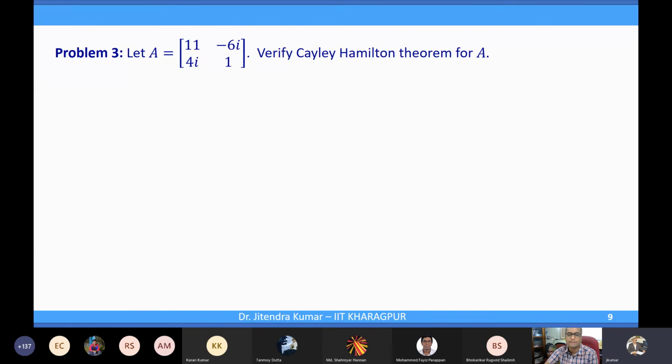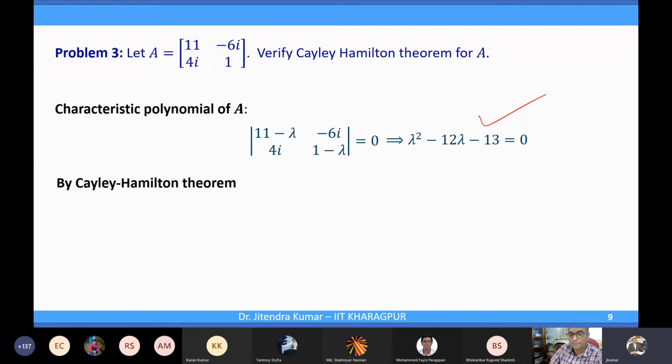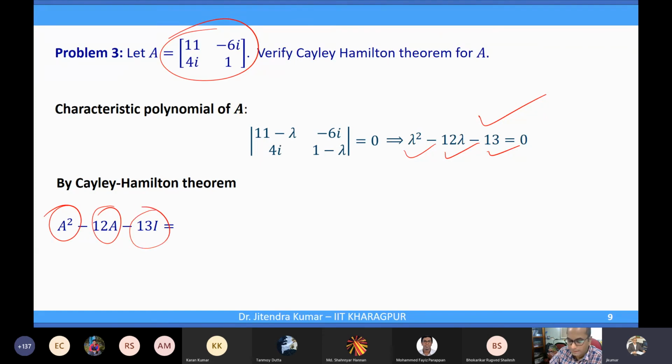For instance, let A be the matrix 11, minus 6, 4, 1. Verify the Cayley-Hamilton theorem for A. What is the characteristic polynomial? Simplifying, you get lambda square minus 12 lambda minus 13 equal to 0. By the Cayley-Hamilton theorem, it should satisfy A square minus 12A minus 13I equal to 0. You can compute A square, 12A, and 13I.